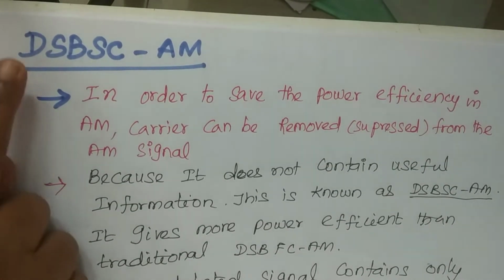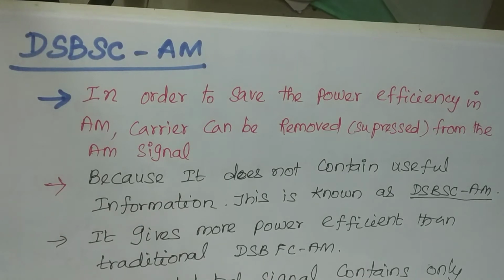Today we discuss double sideband suppressed carrier amplitude modulation. Already we discussed double sideband full carrier amplitude modulation. We are familiar that the modulated signal contains the carrier signal, lower sideband signal and upper sideband signal. But the carrier signal does not contain any useful information, so most of the power is wasted in that.